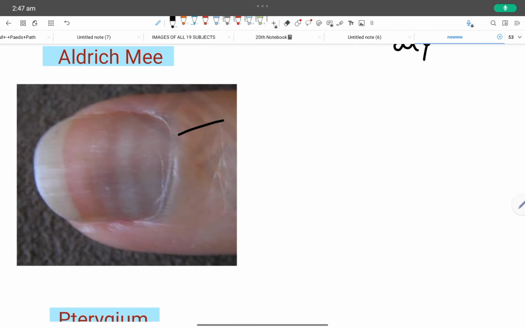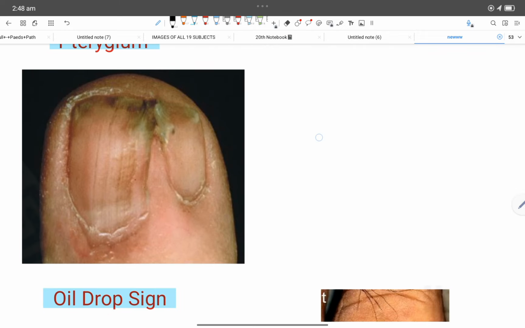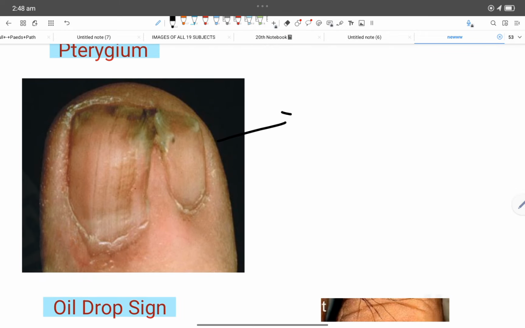This is the second image. It is Aldrich Mees line, mostly seen in poisoning, that is arsenic. Other is pterygium. This is a pterygium. Pterygium is generally found in lichen planus.